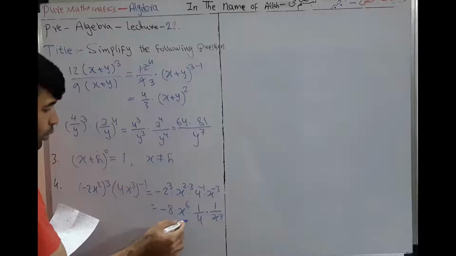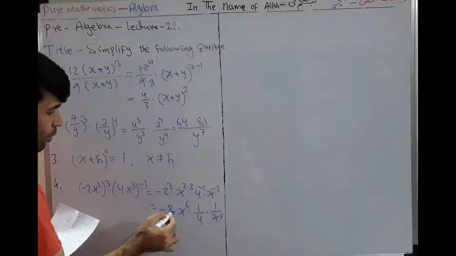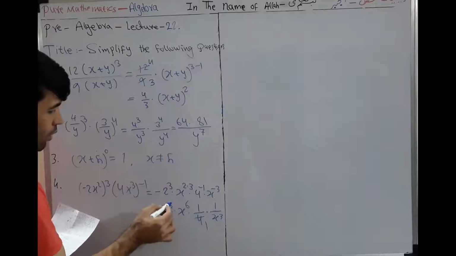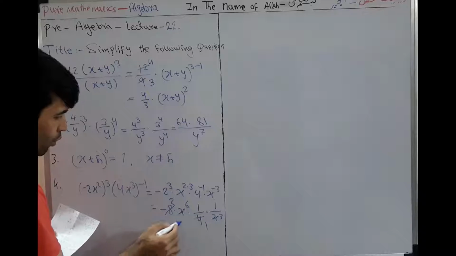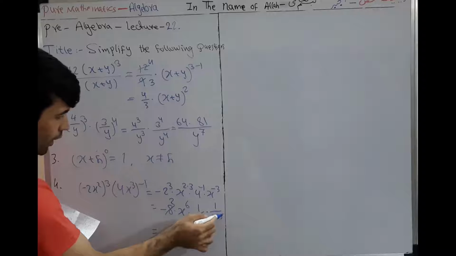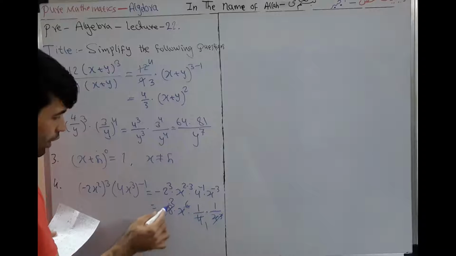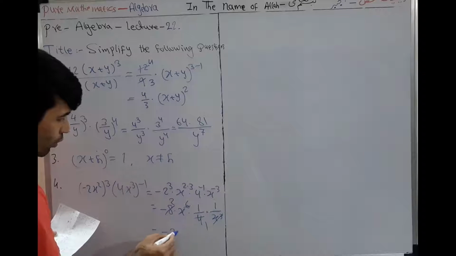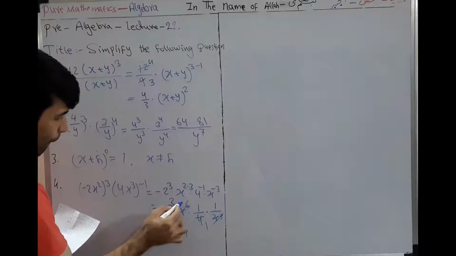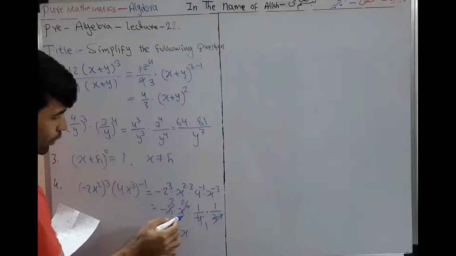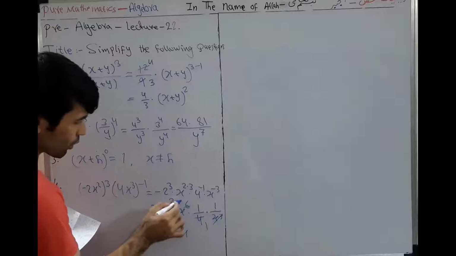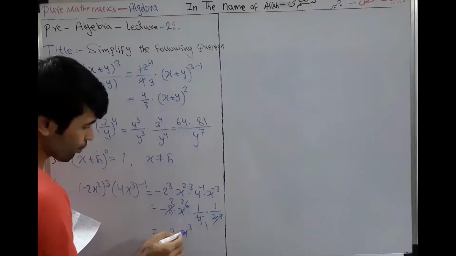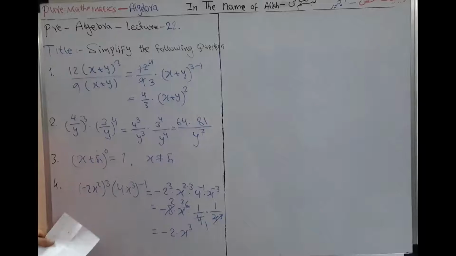It is equal to minus 8 over 4, which is minus 2, times x to the power 6 over x to the power 3. They cancel, then we get minus 2 into x to the power 6 minus 3, which is 3. So the answer is minus 2x to the power 3.